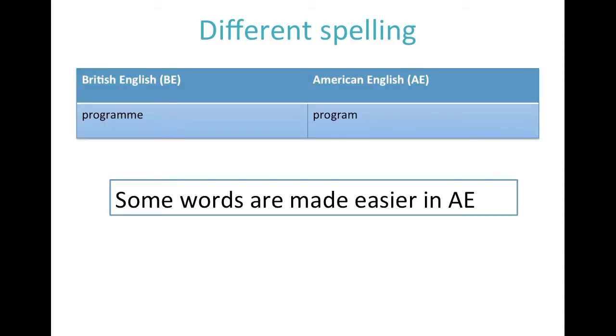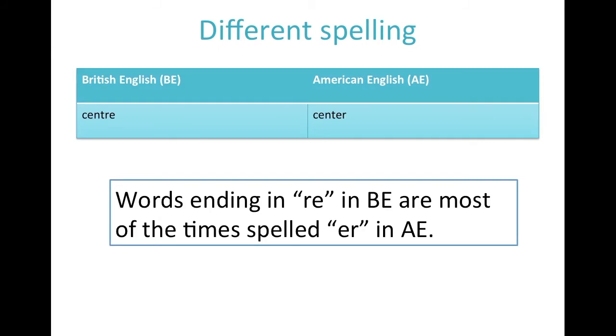Here as well, we have the word program, and the Americans, they just simplified the word. They made it easier. They left out the M and the E at the end. Another example would be this word, center, just like in city center. Words ending in RE in British English are most of the time spelled ER in American English.